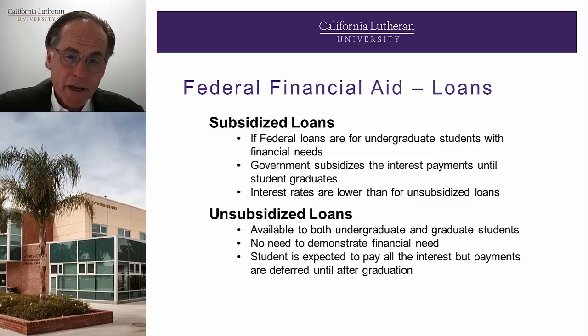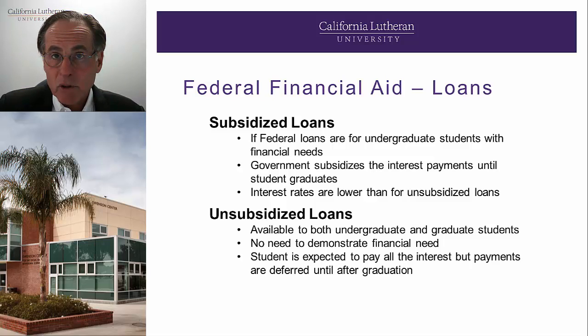There are two categories of federal loans: subsidized loans and unsubsidized loans. Federal loans for undergraduate students with financial need are subsidized. Subsidized means that the student does not have to pay any interest on the loan until after graduation. The Department of Education subsidizes the interest payments until the student starts interest payments shortly after graduation.